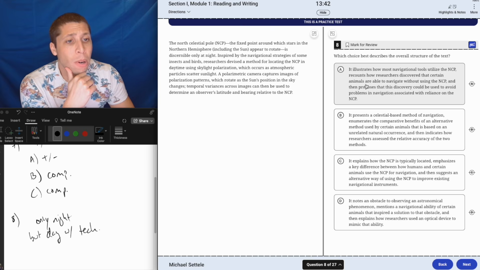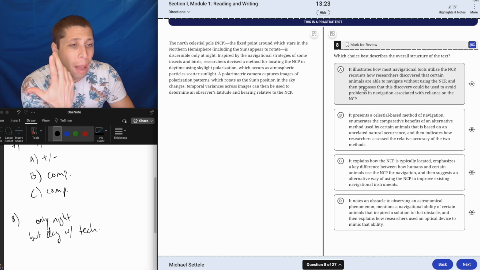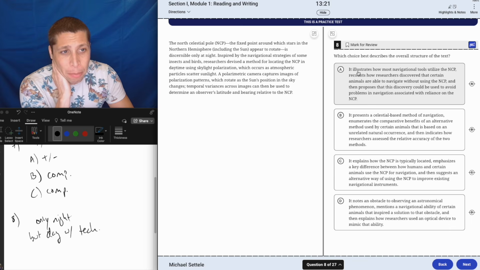It illustrates how most navigational tools utilize the NCP. That's very strong. Recounts how researchers discovered that certain animals are able. Well, how did they discover it? It just says that they did. It doesn't say how they did it. And then proposes that the discovery could be used to avoid problems in navigation associated. I mean, there are certain things about this that are right, but there's also a lot of words that scare me.